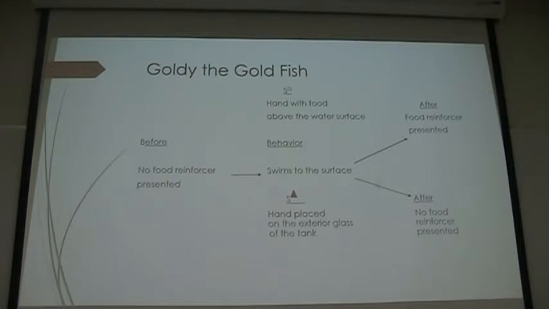If there's an SD, there's an S delta. Hand is placed on the exterior glass of the tank. If Goldie the goldfish swims to the surface of the tank, what's going to happen? Nope. We are in the S delta condition. You put your hand on the exterior surface of the tank, and if the fish swims to the top of the surface, that behavior is on extinction. No food presented. You're teaching the goldfish to discriminate when to swim to the surface. And this behavior will then be reinforced under very specific stimulus conditions. When the SD is present, swim to the surface. It's signaling when that behavior will be reinforced. Just like you're driving down the street, you step on the gas when the light is green.